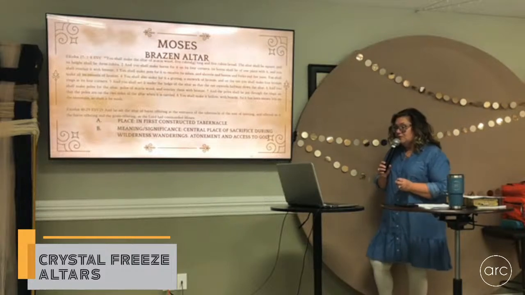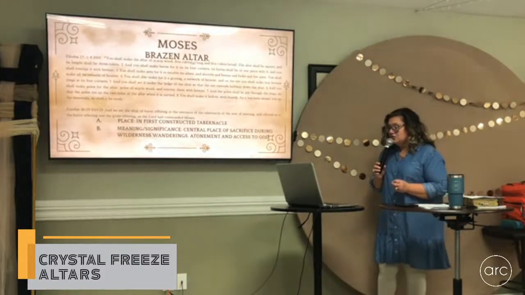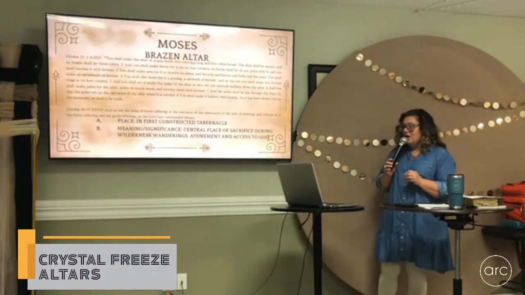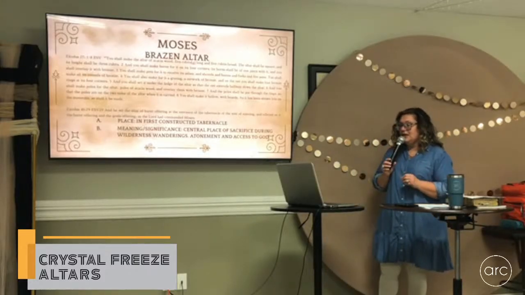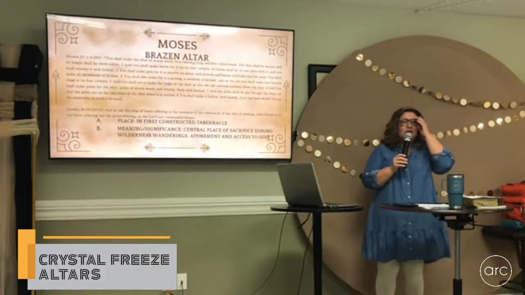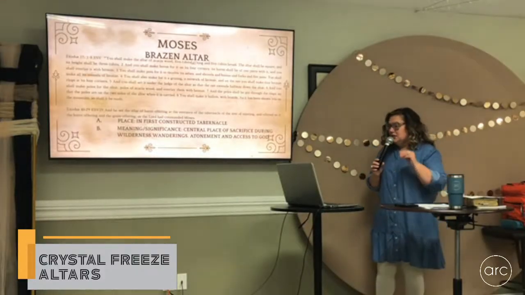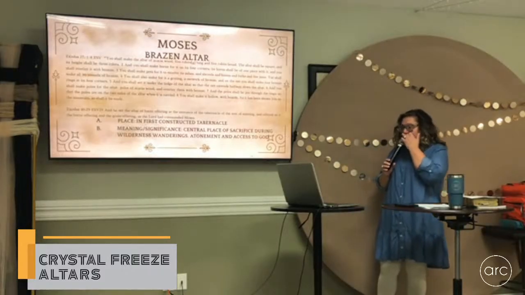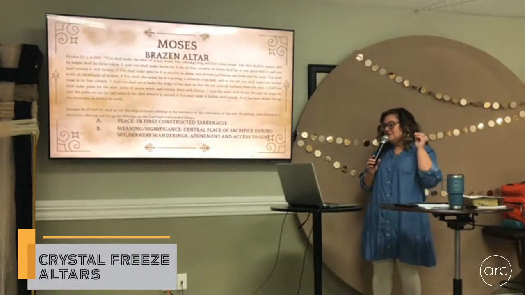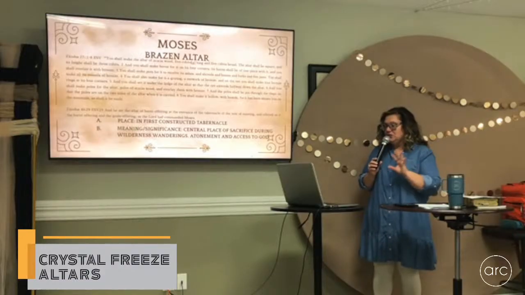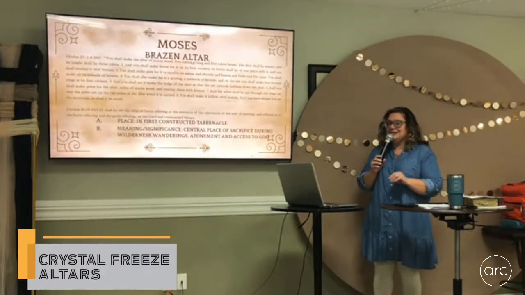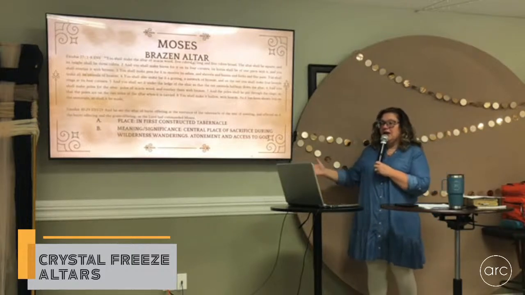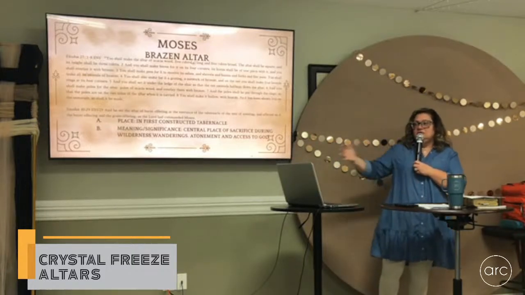Go down to 40:29, and he set the altar of burnt offering at the entrance of the tabernacle of the tent of meeting, and offered on it the burnt offering and the grain offering as the Lord had commanded Moses. Now, this one is first constructed in the tabernacle, okay? That's the place where it was. Well, they were in the wilderness. And this was going to be the central place of sacrifice during the wilderness wanderings, atonement, and access to God. All right? So, they're kind of bringing it all to one place now.